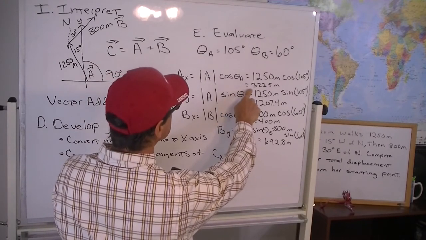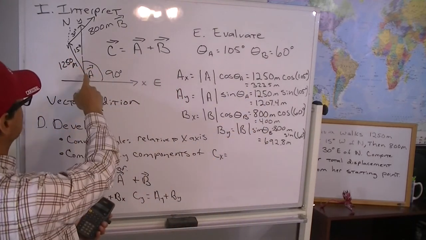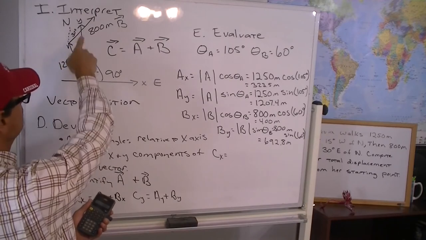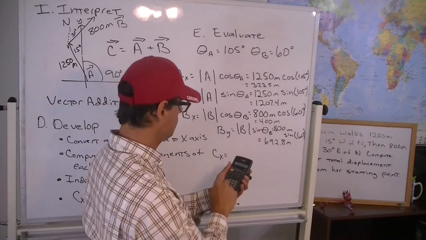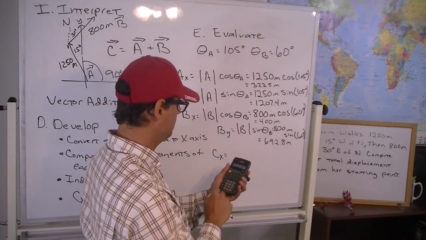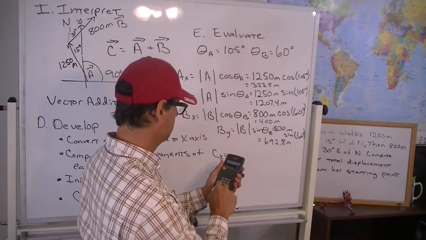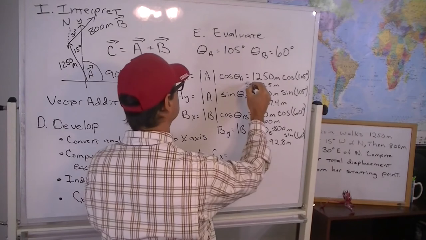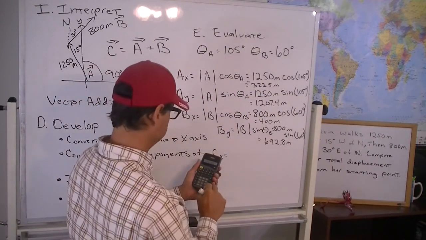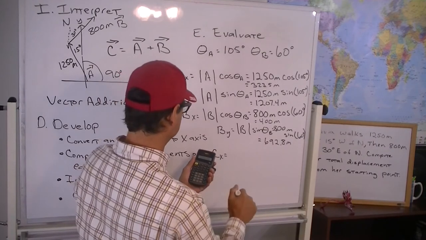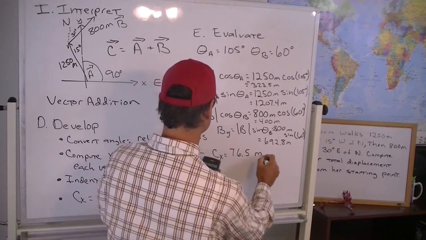So adding together the x components to get the x component of the total displacement vector. Now keep in mind, I think this one maybe should be negative. Let's double check this, because if you look at the picture, it's to the left of the y-axis, so that one should be negative. So 105 degrees cosine, yes, it's negative 0.258 and change. So times 1250 is negative 323.5, and then add it to the 400. So that would be 76.5 meters.